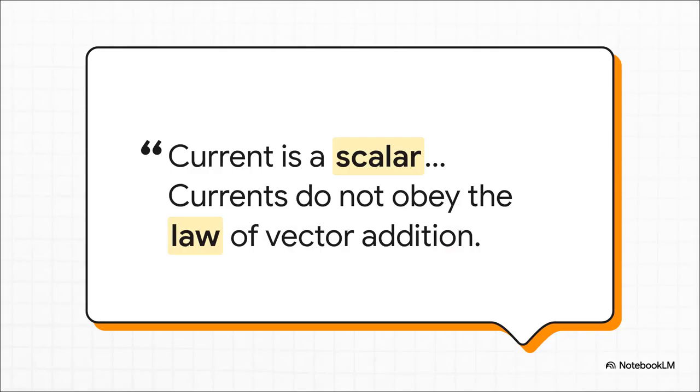Okay, before we wrap up, I want to share a highly unintuitive fact from the source material. When we draw circuits, we always draw current with a directional arrow. It feels like a vector, right? But it's made super clear here. Current is definitively a scalar quantity. It is simply a magnitude. When currents meet at a junction, they do not obey the complex geometric laws of vector addition. They just add together like simple numbers.